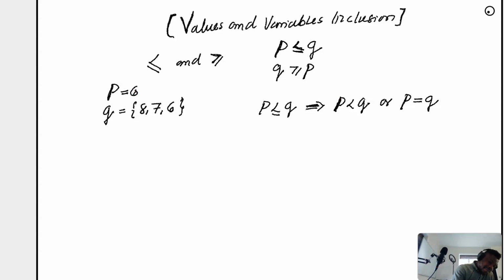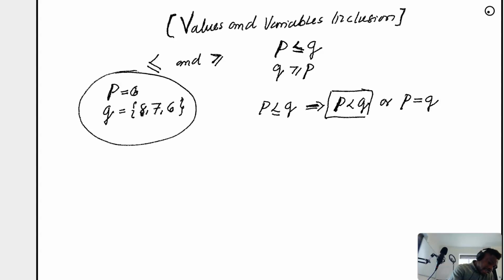Our P is 6, and our Q is a range of values: 8, 7, 6. So 6, which is our P. P less than Q: 6 is less than 8. That statement is true because 6 is less than 8. So P is less than Q. That statement is true. Then 6 is less than 7. That statement also is true. So for this one, according to what we have here, the statement is true. Okay?